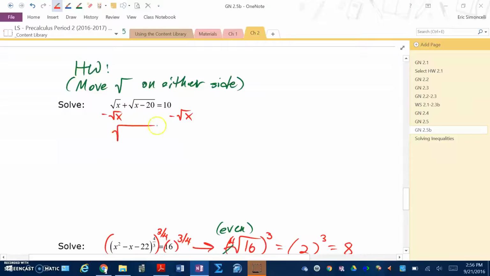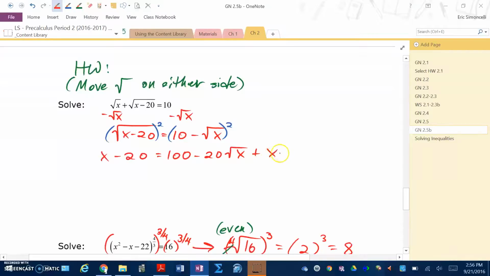So in the next step, we'll have the square root of x minus 20, and we'll have 10 minus the square root of x. When we go ahead and on the next step here, square both sides, we'll be left with x minus 20. You got to be careful here. You do have to FOIL. So 10 minus root x times 10 minus root x first. Outside, inside, so negative 10 root x and negative 10 root x adds to negative 20 root x. And then last, that'll just be positive x.